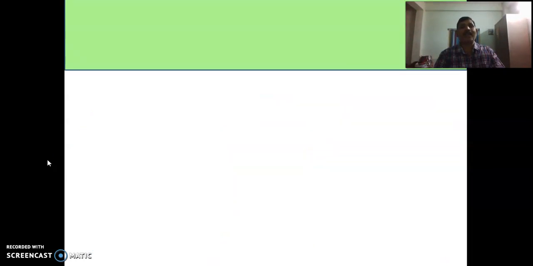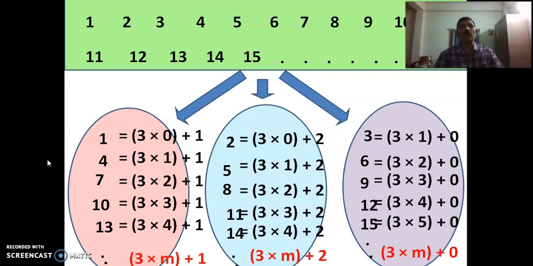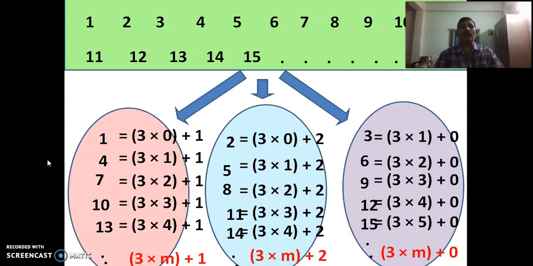In the same manner, instead of making the numbers into two groups, suppose we make them into three groups. Now we get all the numbers leaving remainder 1, all the numbers leaving remainder 2, and all the numbers leaving remainder 0. How can it be? Now let us see. If we observe here, the first group contains 1, 4, 7, 10, 13, etc. So that is 3m plus 1. Next 2, 5, 8, 11, 14, etc. 3m plus 2. And the next group is 3m.